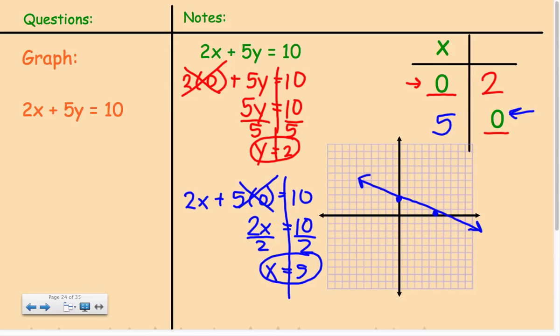Now looking at my table before I even look at my graph, my y-intercept should be 2. Let's check if it is. Yep, it crosses the y-axis at 2. My x-intercept should be 5. Let's see. Yep, my line crosses the x-axis at 5.